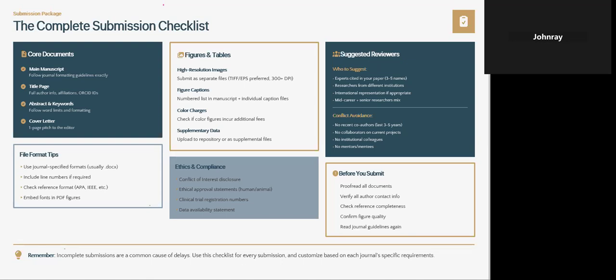Before you finally submit, you should be sure. I think this is the last slide of today's class. You should check the list and be sure that everything is in place. Yes, you must check the main manuscript. Follow the journal's formatting guidelines exactly. So after doing all this research, the checklist must be well ticked before you finally click on the submission button to give your paper to this journal or whoever you're submitting to.